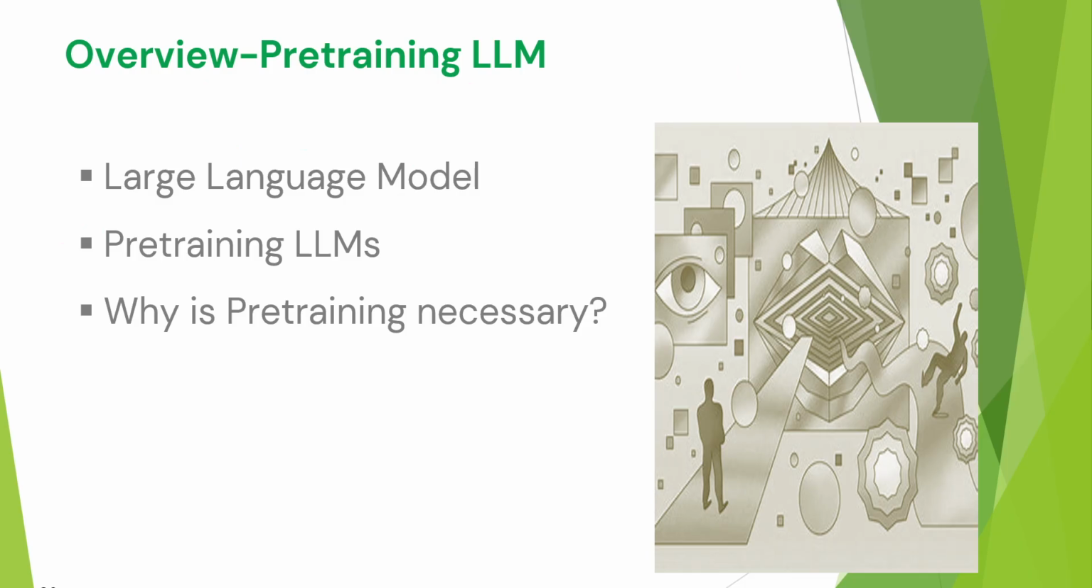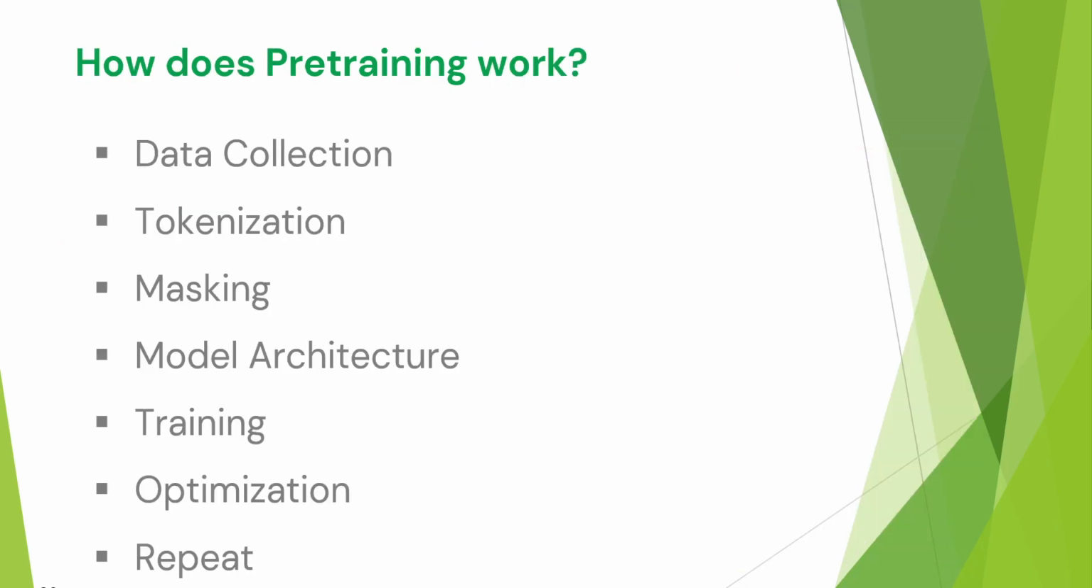Suppose we have to train a model from scratch on a specific task. It would be like trying to find a needle in a haystack. The model will have to learn everything from scratch and it can take a long time and might not give good results. So how does pre-training work?